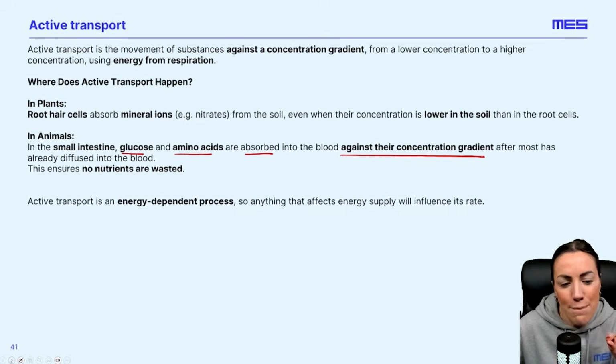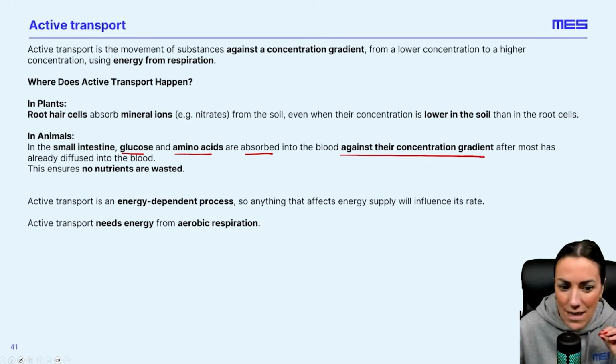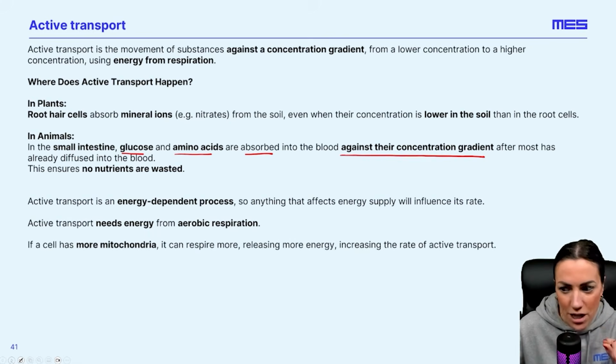Now, the key thing to remember is that active transport does require energy. So anything that affects energy supply or limits energy supply will limit its rate. It requires energy from aerobic respiration. So aerobic respiration takes place in mitochondria. If a cell has more mitochondria, like a root hair cell, it can respire more, it can release more energy that would increase the rate of active transport.